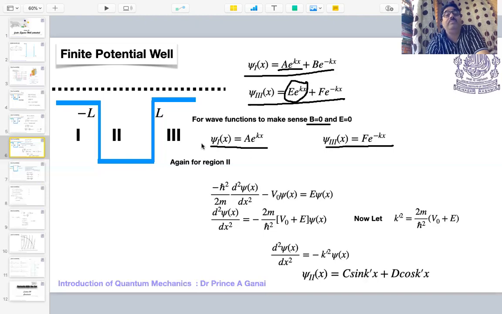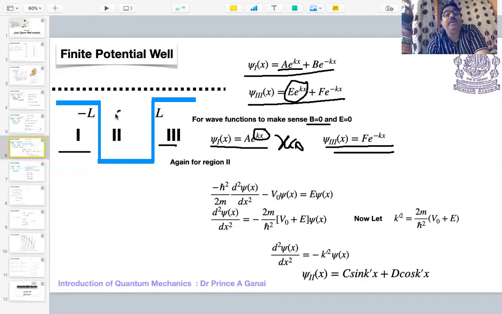So we have solved the problem for region 1 and region 3. And our solutions are very simple solutions. They're exponential in kind. And we have this as positive kx because x is negative here, since x is less than 0 here. Therefore, this solution will converge for large x. And here x is greater than 0. Again, this solution will converge for large x, which is important for the normalization condition.